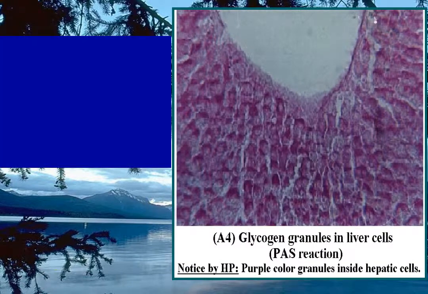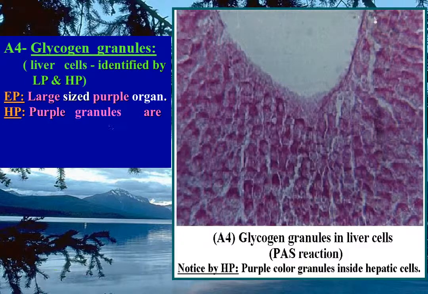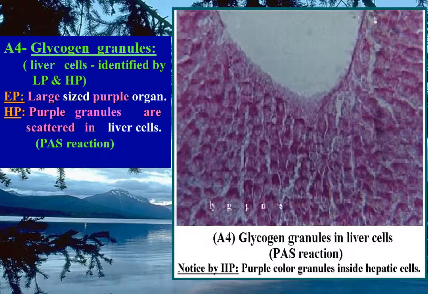Glycogen granules in liver cells stained with periodic acid Schiff, PAS. By eyepiece, it is a large-sized purple organ. By high power, purple granules are scattered in liver cells, radiating from the central vein as sun rays.